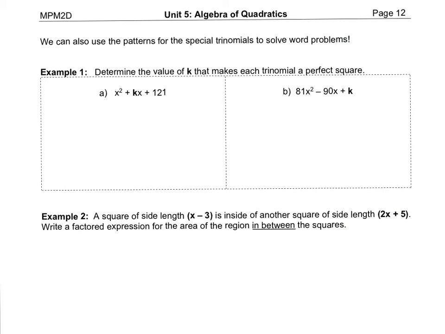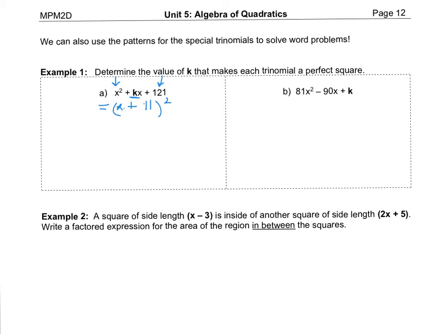All right, we are also now going to use these special patterns to solve some problems here. Determine the value of k, so k is our coefficient of the x, that makes each trinomial a perfect square, meaning I'm going to be able to write that as something to the exponent of 2. So notice the first term is a perfect square and the last term is a perfect square. I could put x here, and the square root of 121 is 11. And I could put a plus in between, or I could put a minus in between.